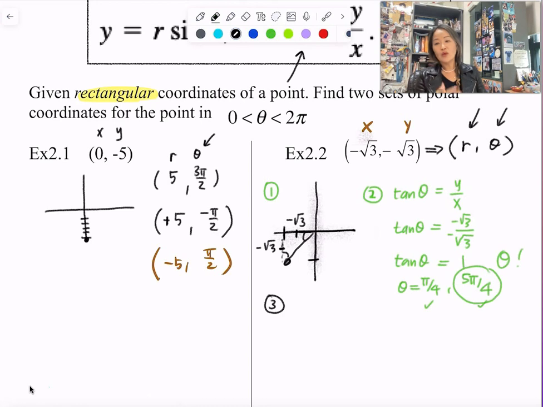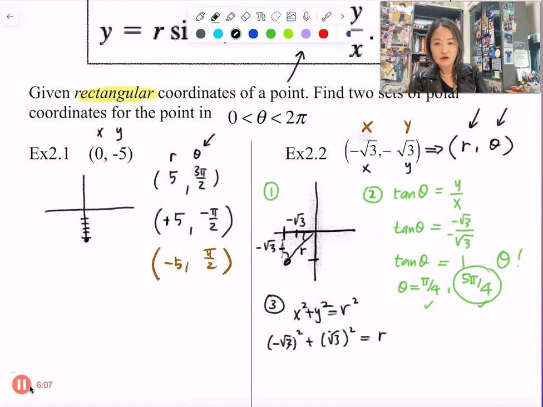Third step, we need to figure out the radius. How do we figure out the radius? Well, we know an x and a y, right? So don't you know that x squared plus y squared equals r squared? So all we do is negative root 3 squared plus negative root 3 squared equals r squared, which gives us 3 plus 3. This is a negative, but it doesn't matter because we're squaring it. 6 equals r squared. That means r must be root 6, plus or negative.